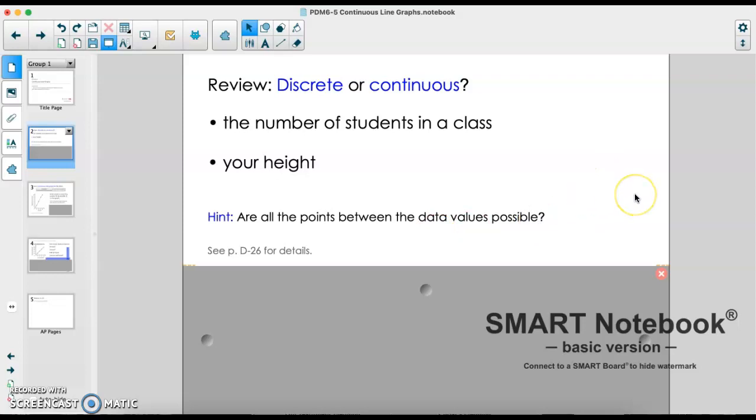First, a quick review of the difference between discrete and continuous, right? Discrete data is where there are no values in between the data points, like the number of students in a class. Height is continuous because it can be all the heights. So you're asking yourself, are all the points between the data values possible?